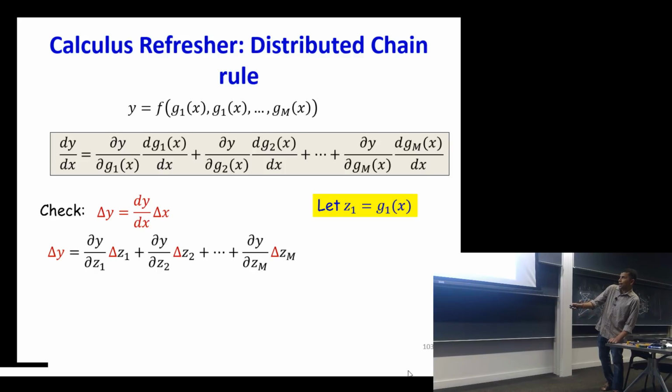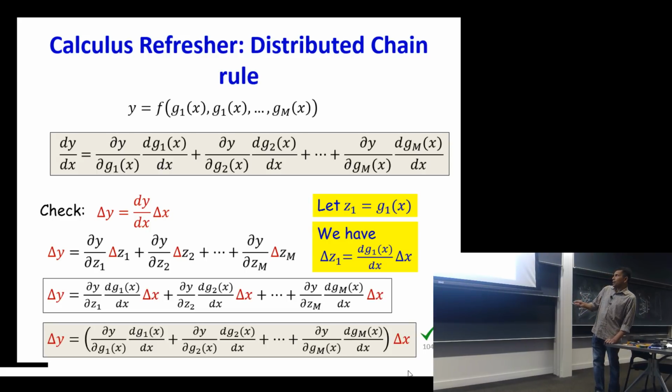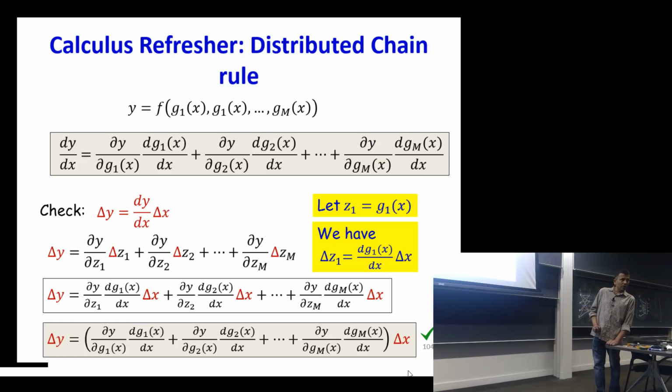And we've already seen that this relationship holds in the previous slide, right? And we also have dzi based on this definition is dgi over dx times delta x. So plugging this relation into these guys, you're going to see delta y is dy over dz1 times dg1 over dx times delta x plus dy over dz2 times dg2 over dx times delta x. I can group things up, and the term within the parenthesis is exactly what you got over here.